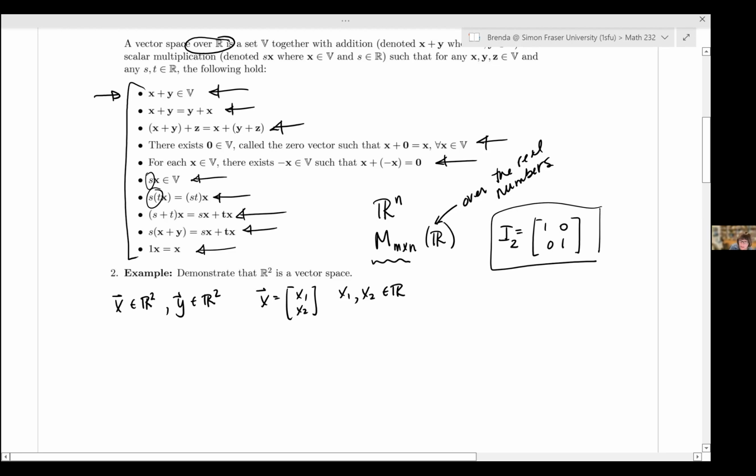So some of you may have taken some more advanced courses. The vector space will be defined over a field. It doesn't have to be R, but in this case, it is R. So there are other fields other than R, and our vector space can be defined over that.